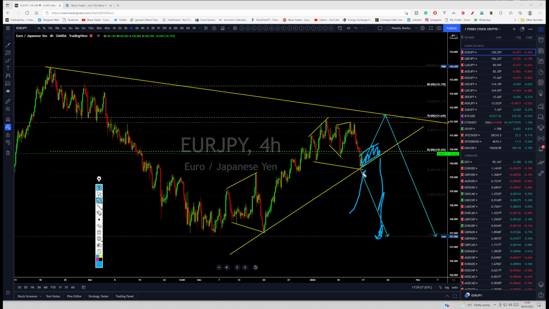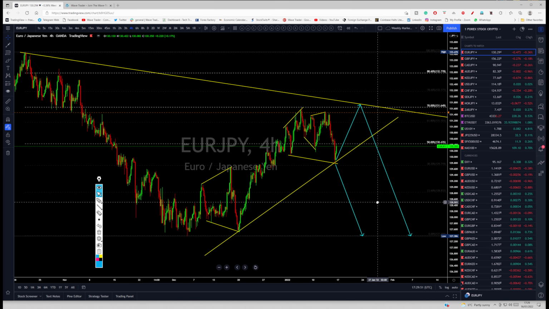If that correction does not appear and euro yen goes for another leg higher and tests that top, this is going to be a sell opportunity again all the way back to that low. I'm not anticipating this move to happen, but in case it comes out, you are still looking for this to go all the way back to that low. All right, so important pairs.